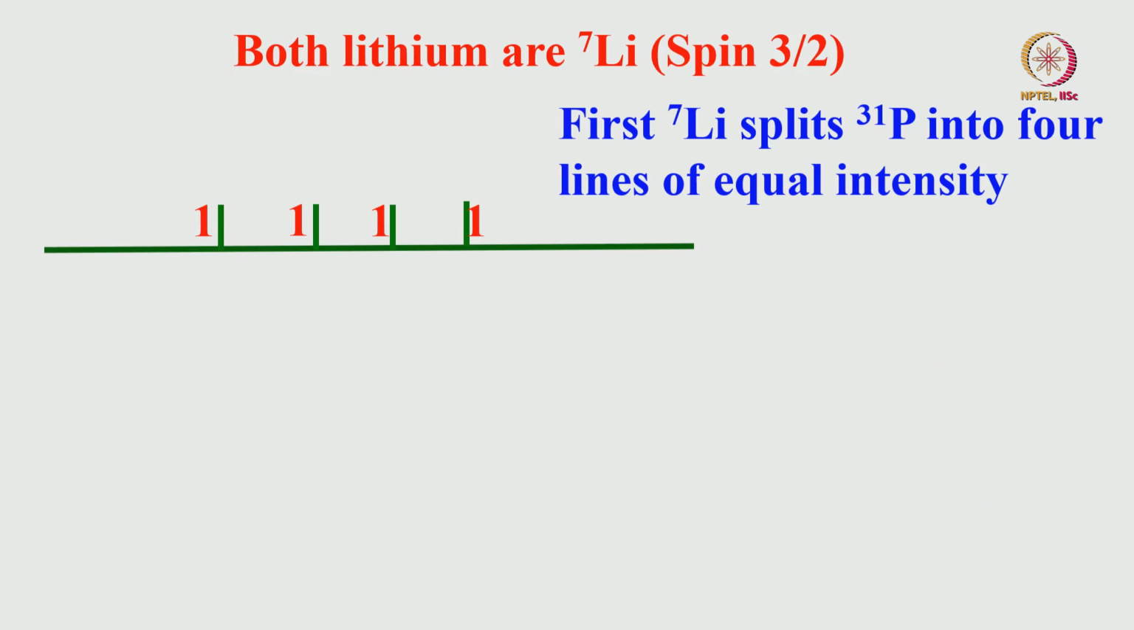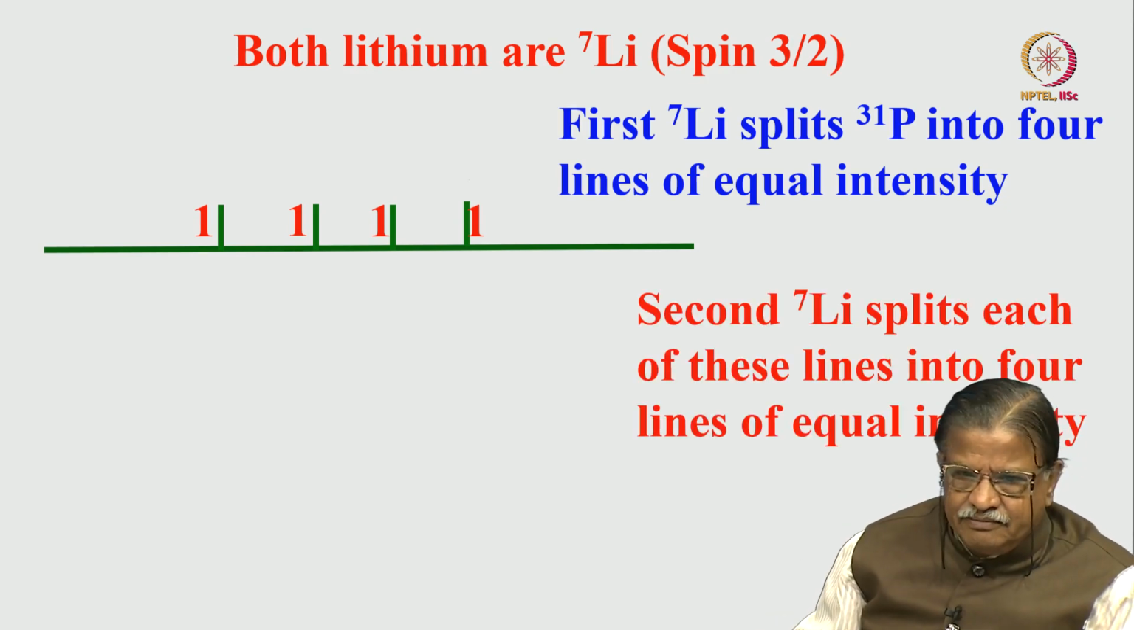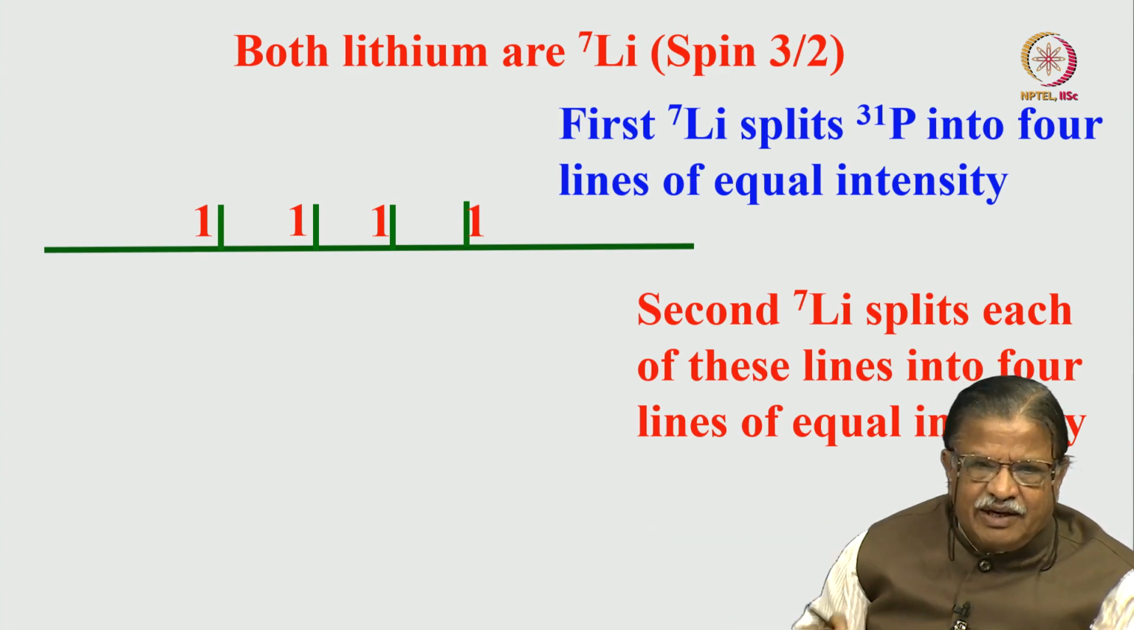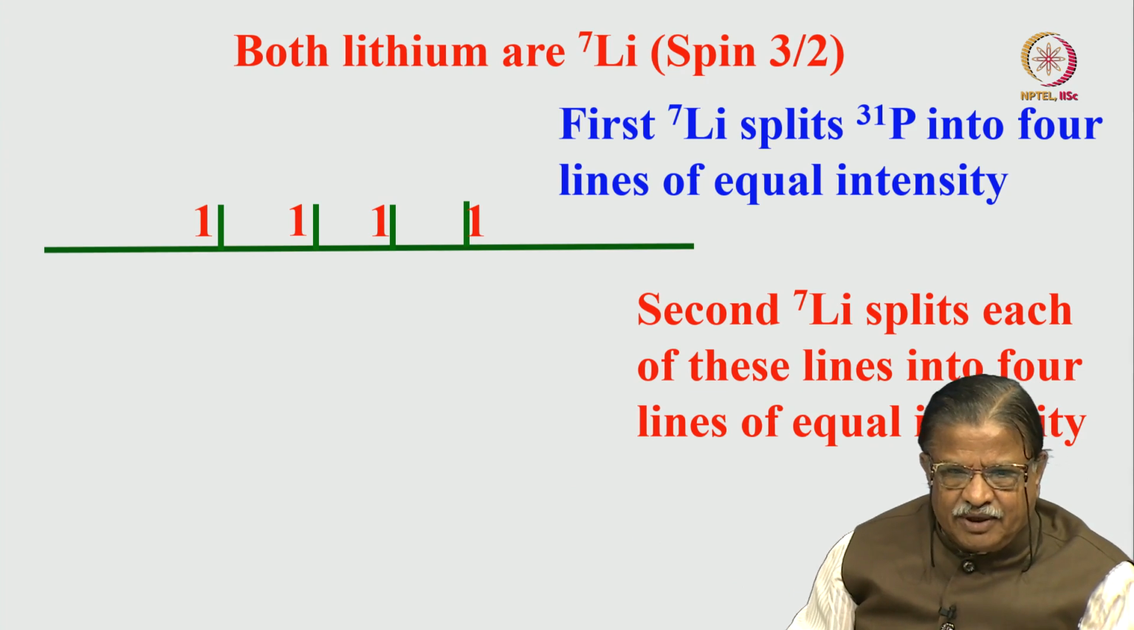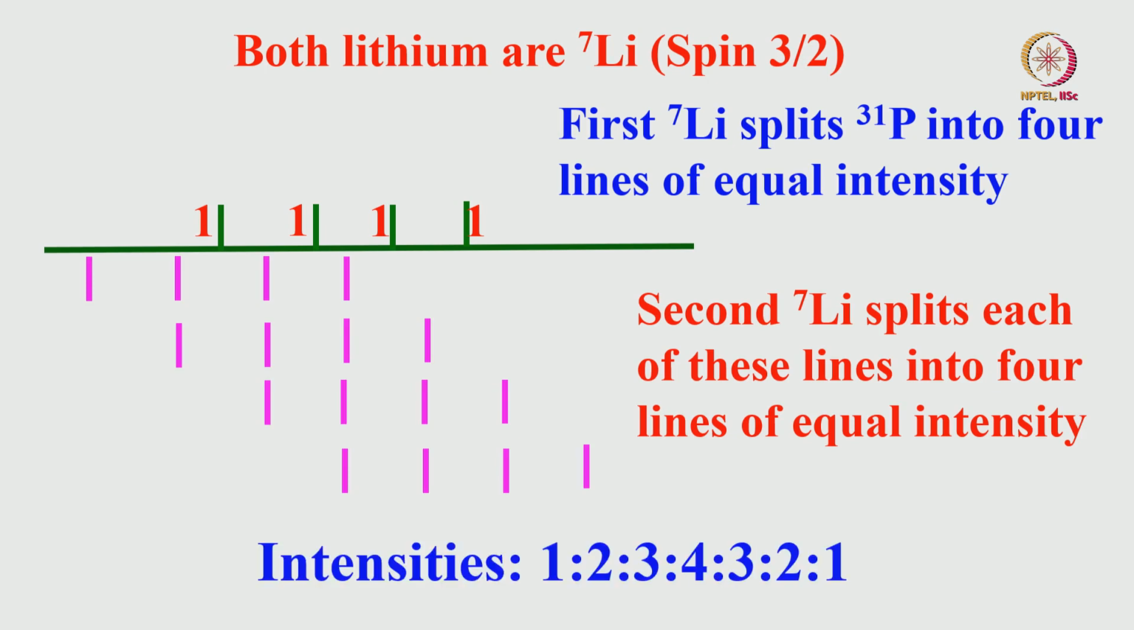When both the lithiums are 7, what will happen? One lithium splits phosphorus into 4 lines of equal intensity. That is what we saw for 3/2 spin. Because its spin is 3/2, we have 4 lines of equal intensity, 1 1 1 1 intensity. What does the second lithium do? It will split each of these lines into again 4 lines. From the center I wrote 4 lines. Now add up the intensity. It is 1, 2, 3, 4, 3, 2, 1. And that is the pattern you should get.